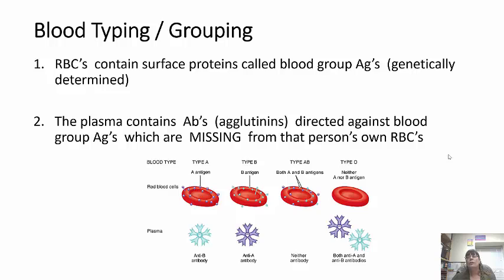Now, whatever antigen your body has, you have the antibody against the other one. So if you're type A, you have A antigen, that means you have antibody B. Type B antigen, antibody A. If you are type AB, you don't have any antibodies, but if you're type O, you have both antibodies.